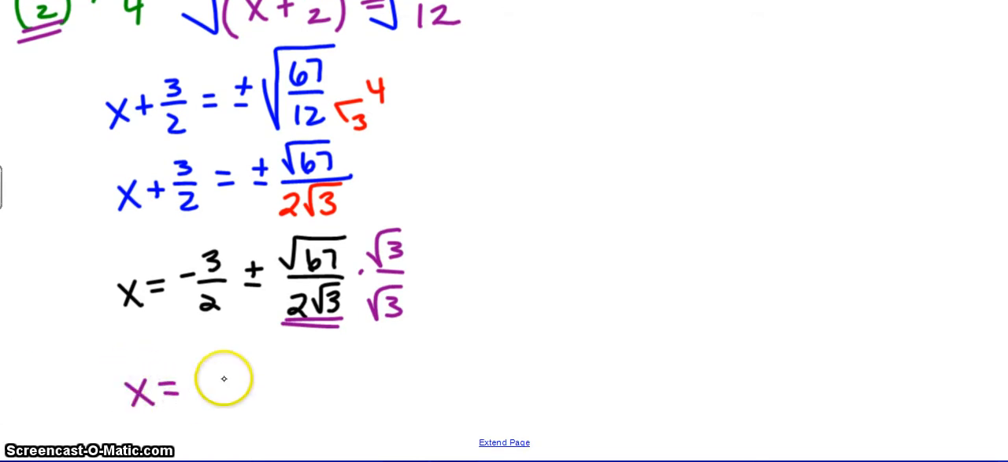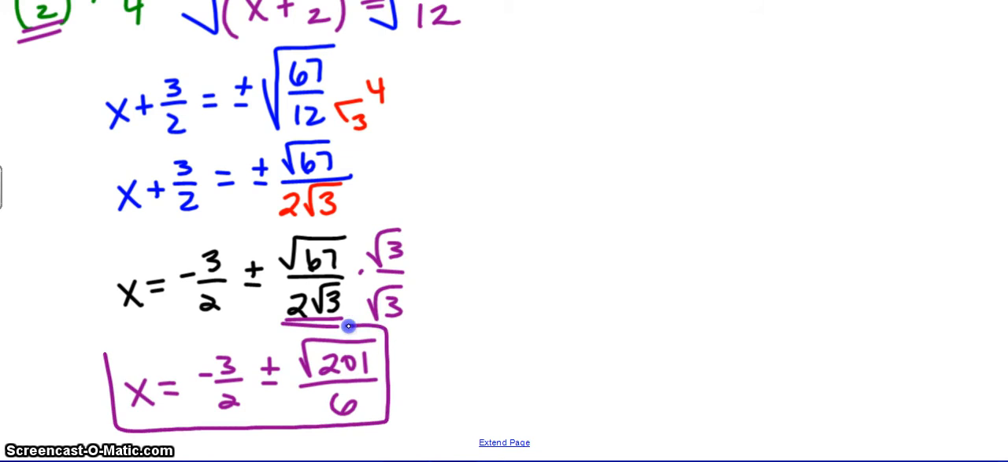So now I have that x equals negative 3/2 plus or minus the square root. 67 times 3 is going to be 201. 2 times root 3 is really just 2 times 3, which is 6. This you can leave as your final answer because you no longer have a radical in the denominator.